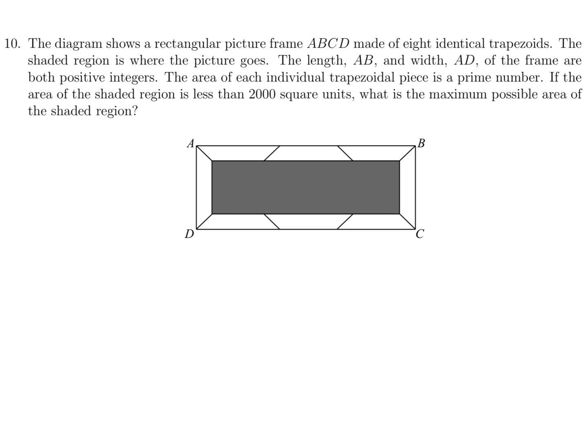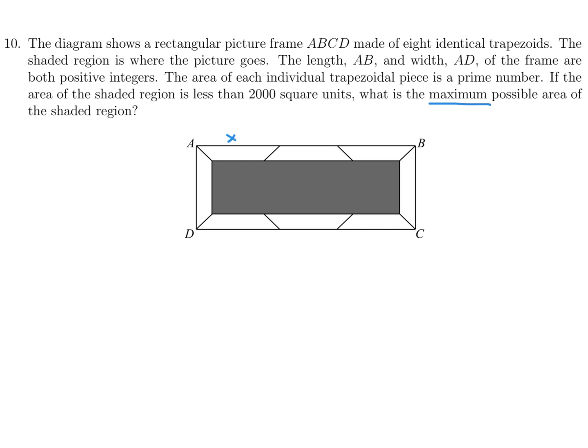The diagram shows a rectangular picture frame ABCD made up of 8 identical trapezoids. The shaded region is where the picture goes. The length AB and the width AD of the frame are both positive integers. The area of each individual trapezoidal piece is a prime number. If the area of the shaded region is less than 2,000 square units, what is the maximum possible area of the shaded region? Let's label this first.